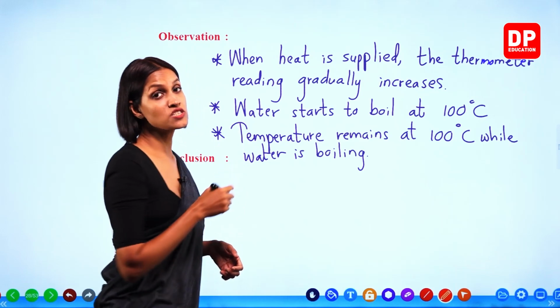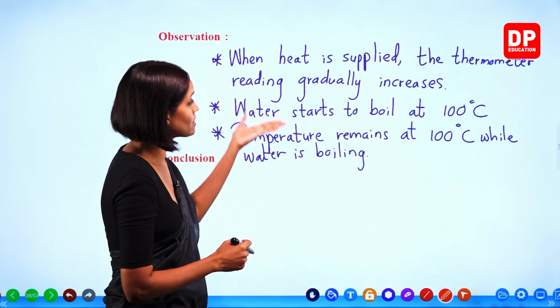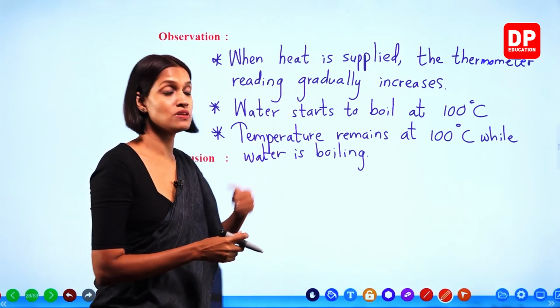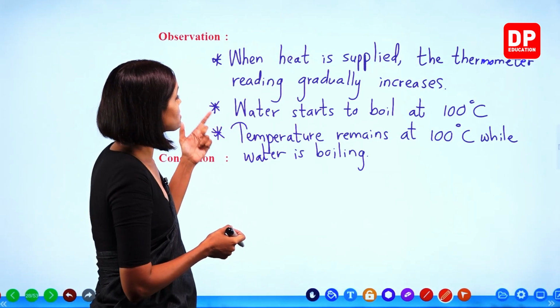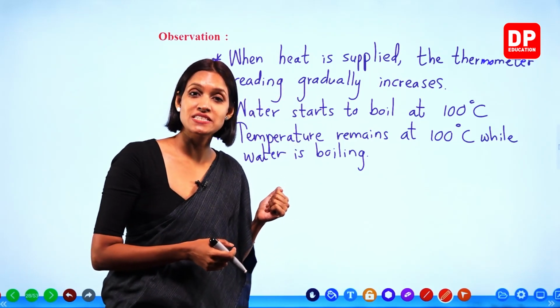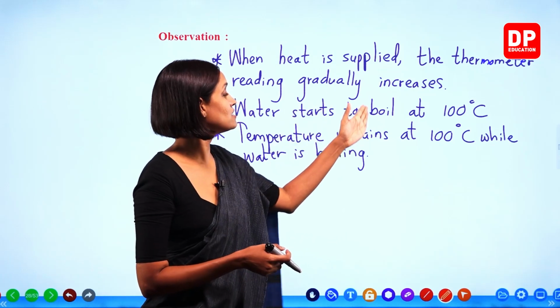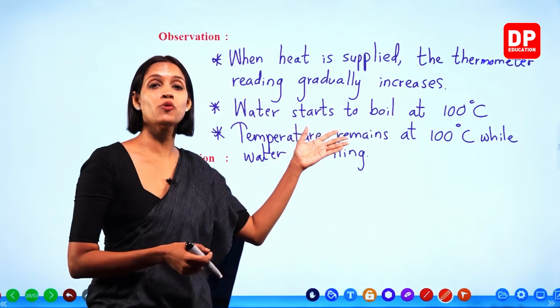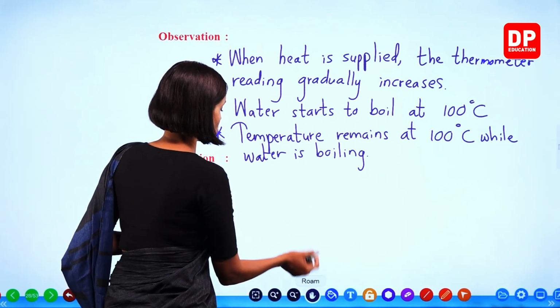So these are the things we observed. When heat is supplied, the thermometer reading gradually increases. That's the first thing we observe. Then we saw that water starts to boil at 100 degrees Celsius, right? And then temperature remains at 100 degrees Celsius while water is boiling without changing. Okay, so what is the conclusion?